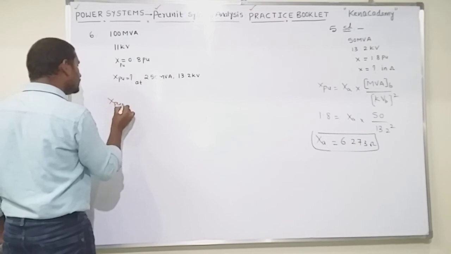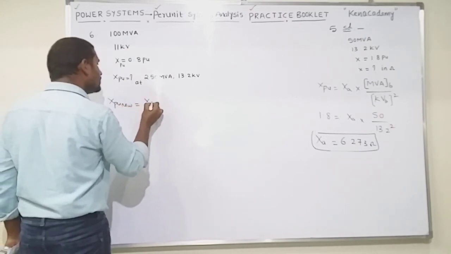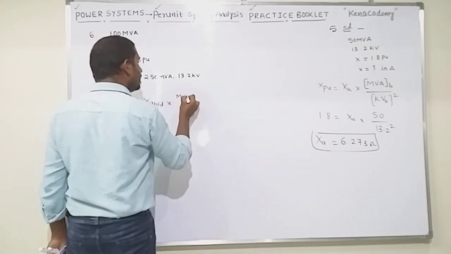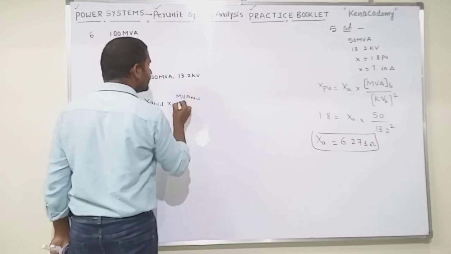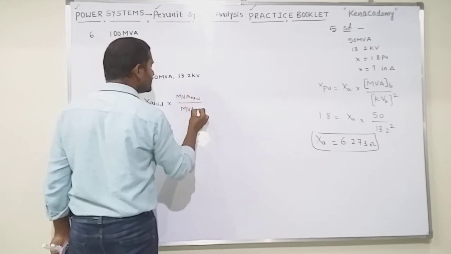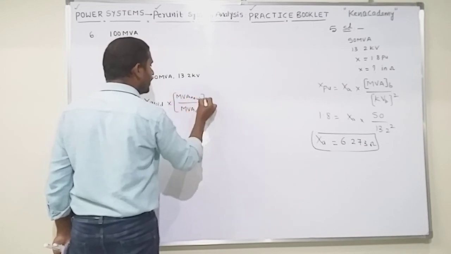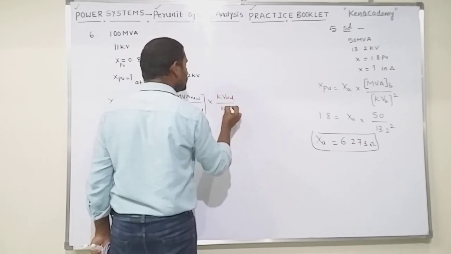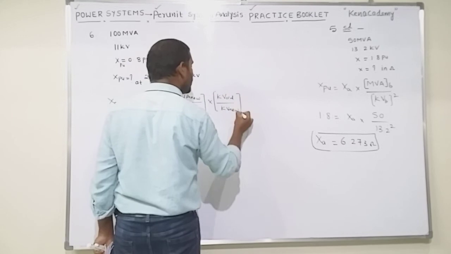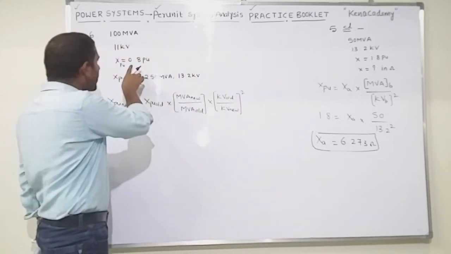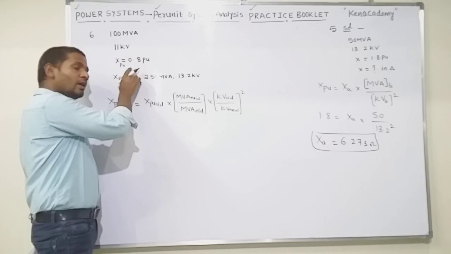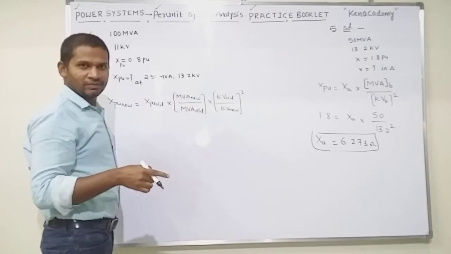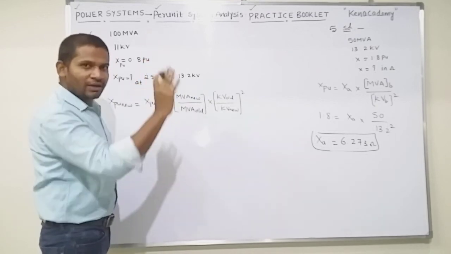X per unit new is equal to X per unit old into MVA new by MVA old, base MVA old, into kV old by kV new whole square. This formula you know. You are converting the per unit value. Given is not the absolute value. Already per unit reactance is given. Again you want to find the per unit reactance with new base values. That is the difference between previous problems and this problem.